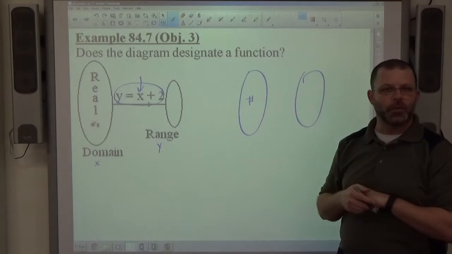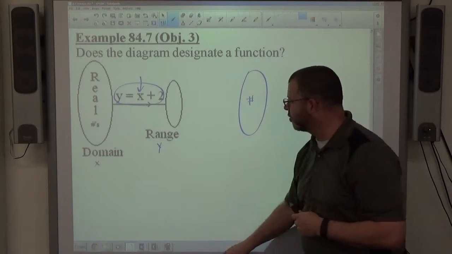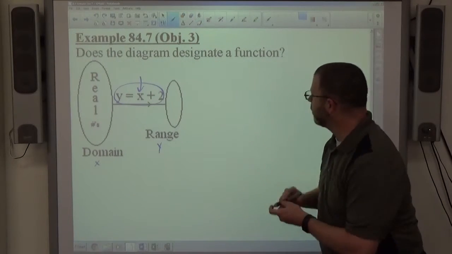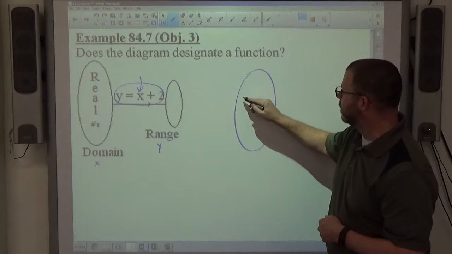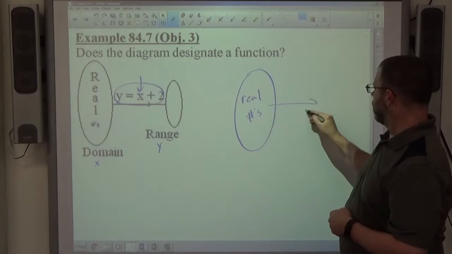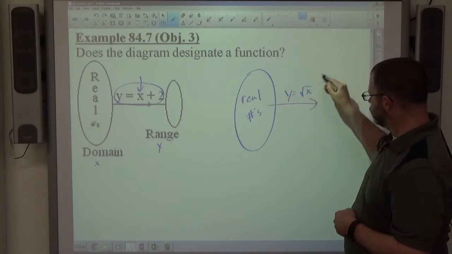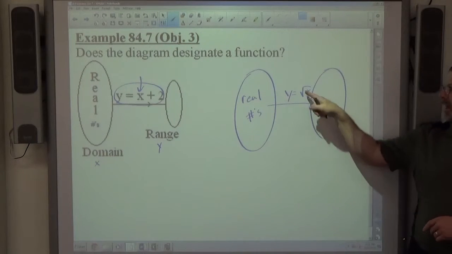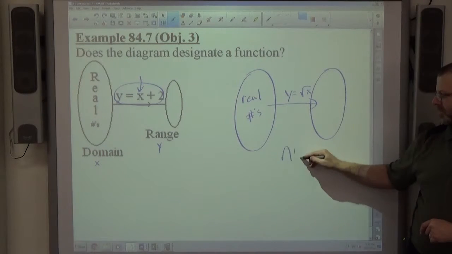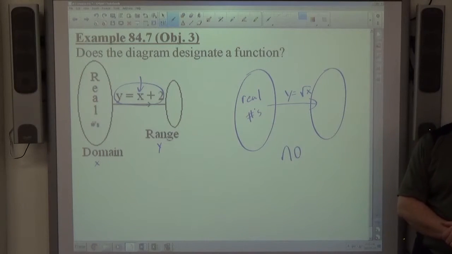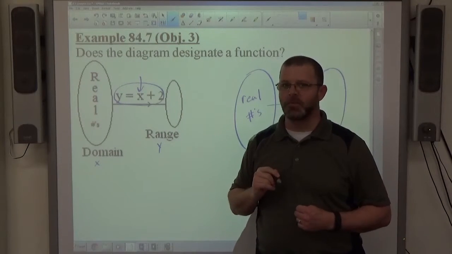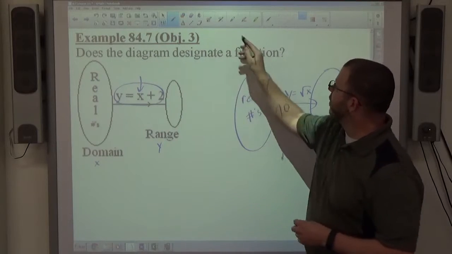You want me to show you one that doesn't work? Because this one works. Let me show you one that doesn't work, so you can get a better idea of what I'm talking about, because it's really easy to find them when they don't work. Real numbers, y equals the square root of x. All right, negative 1 doesn't work. Not a relation, not a function. It's really hard to find one that doesn't work if every number works. So this one, everything works.